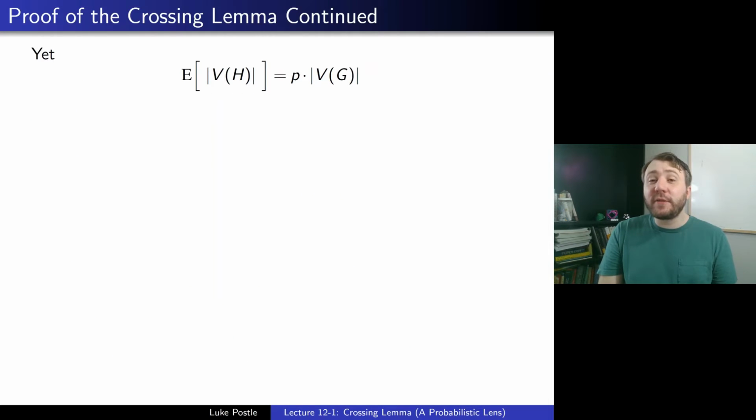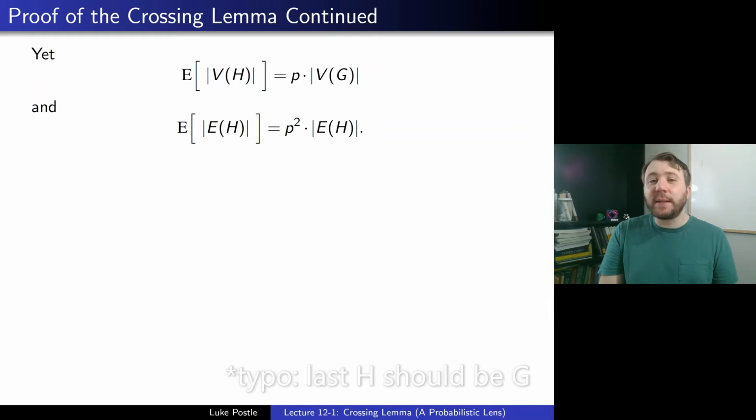So the expectation of the number of vertices of H, well, since each is picked with probability p, by linearity of expectation, we get p times the number of vertices of G. For edges, you need to pick both ends, so the expected number of edges is p squared times the number of edges of G. Sorry for the typo there, that last H should be a G. So we know it's p times the number of vertices and p squared times the original number of edges.